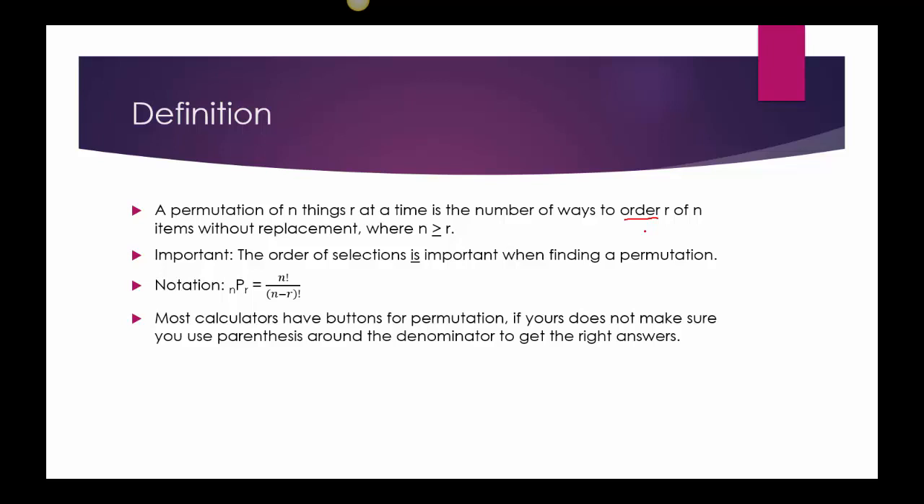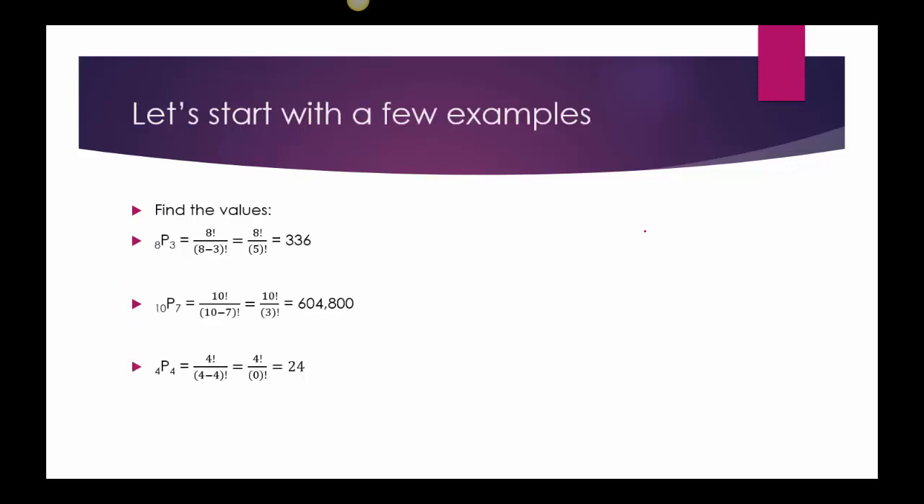But as we've just seen, most calculators have buttons for permutation. Please find the key on your calculator because it will make this so much easier for you. If yours does not have it and you're having to do this with just the factorial button, then make sure you're using parentheses around the denominator. That way you get things right, but I really encourage you not to have to do this by hand. Find a calculator that has this button. It should be on most $10, $15 calculators, a very common key.